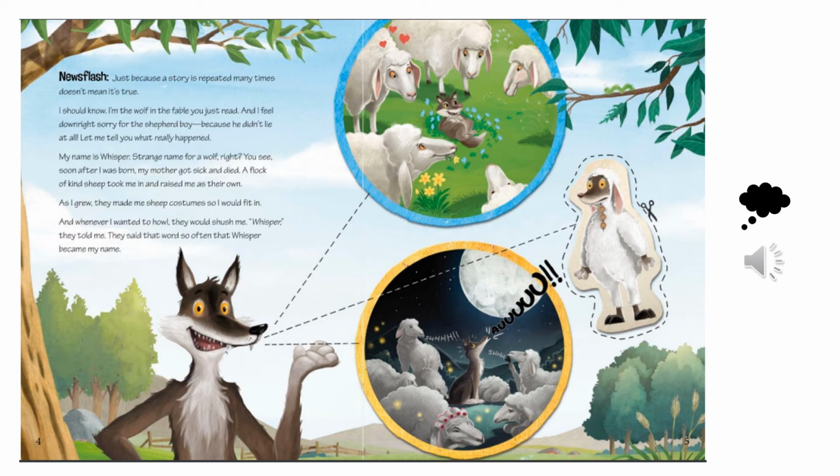So I know that in the structure of a story, the beginning usually always introduces the characters. The characters I heard so far are Whisper, who's the wolf, a flock of sheep, and a shepherd boy.